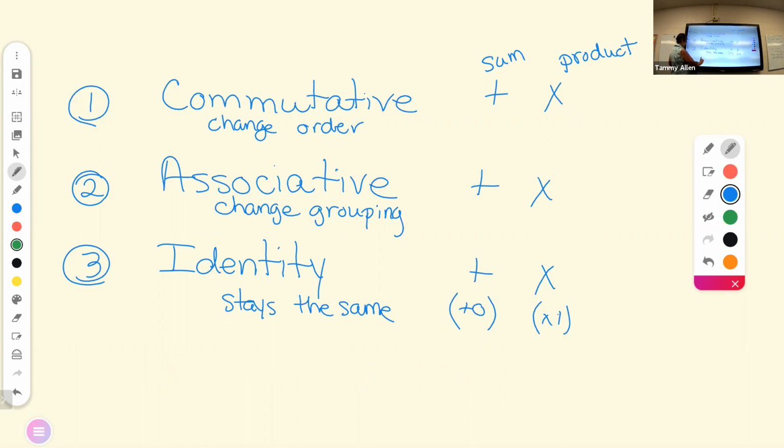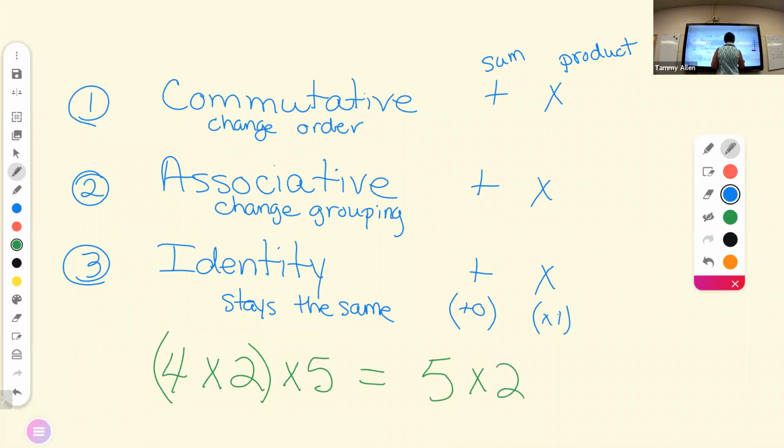How about this one? What property do you think I used here? 1, 2, or 3? Show me with your fingers.